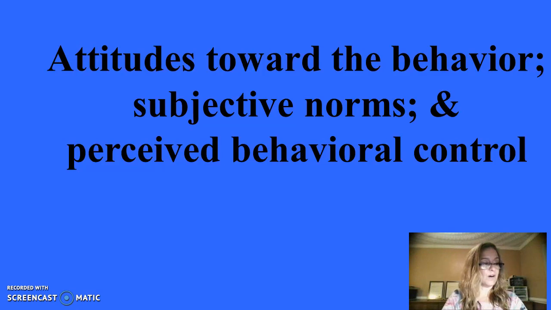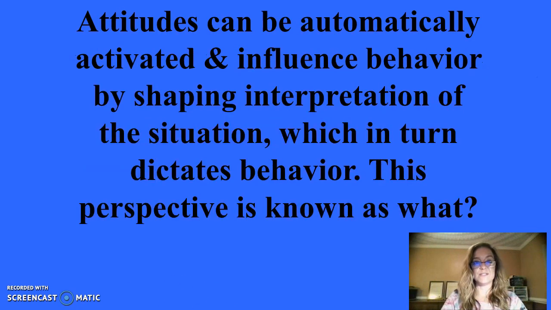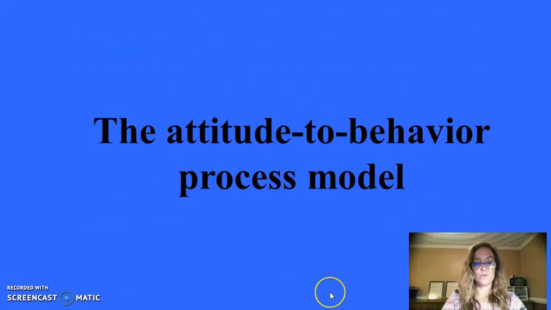Examples of this are our perceptions of whether the behavior will yield positive or negative consequences, our perceptions of whether others will approve or disapprove of the behavior, and our appraisals of our ability to perform the behavior. Okay, so for 200, attitudes can be automatically activated and influence behavior by shaping interpretation of the situation, which in turn dictates behavior. This perspective is known as the attitude to behavior process model.